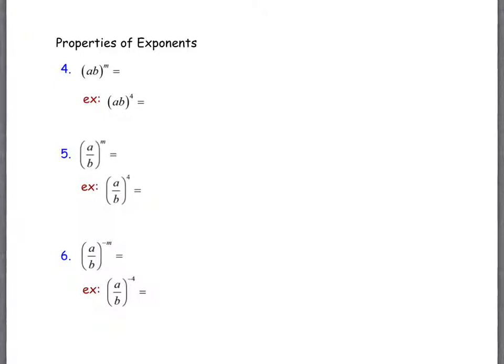All right, next one is ab to the m, which we said looks like this. A to the m, b to the m. And we have an example of ab to the 4th. So raising it to the 4th means multiplying it times itself 4 times. So far, so good?